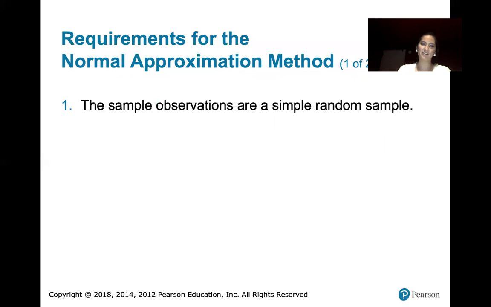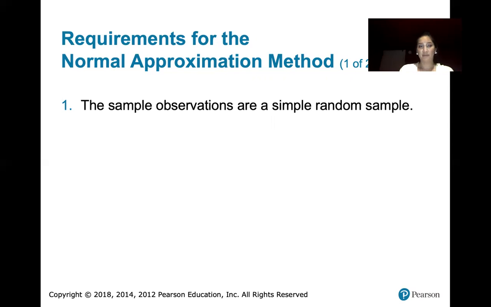So here are the requirements. First, our sample observations need to form a simple random sample. Now, back in chapter 1, we talked about simple random samples and random samples. We didn't get into too much of the nitty-gritty about the difference between those two, but you may want to review that if you're going on to more statistics classes, or if you are in a field that requires a lot of statistics. You might need to know the difference between a simple random sample and a random sample. So I would go back and review that.